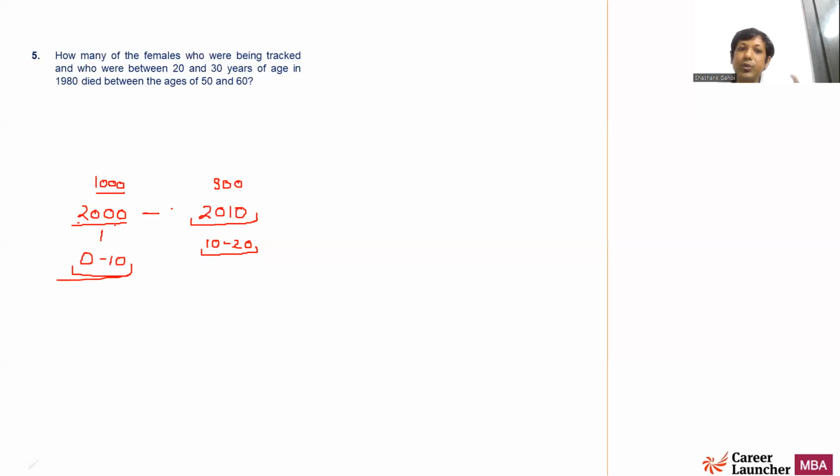So that's the reason you cannot determine the age group of the person who was 20 to 30 in 1980, that he is dying at the age of 50 to 60. It's not necessary that everyone is going to reach an age of 50 before 2010 itself. Right. So in that scenario, you cannot answer the question definitely. So the answer to this question is going to be cannot be determined, CBD. So if you want, you can raise a complaint on this particular question.